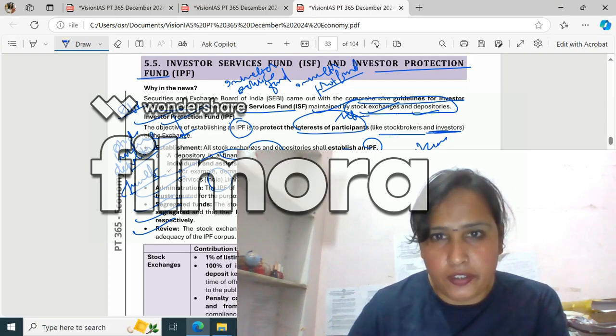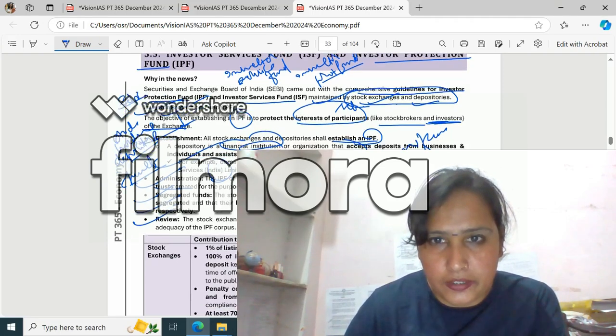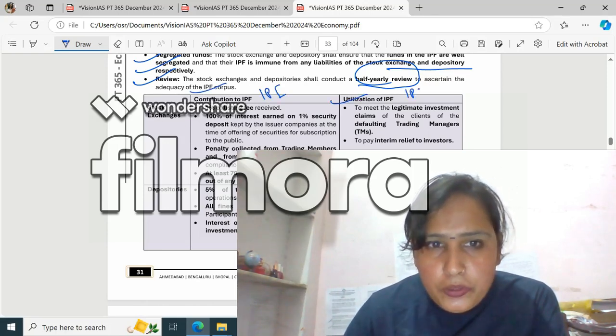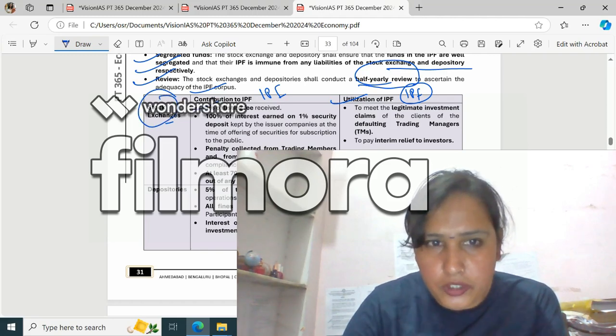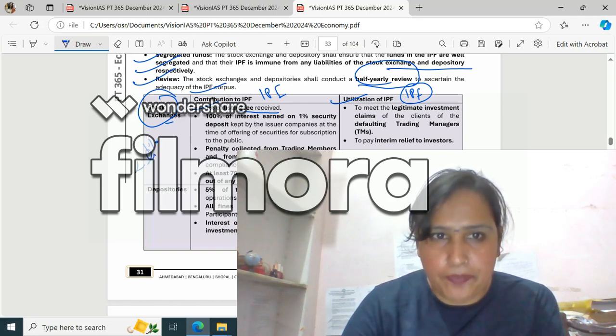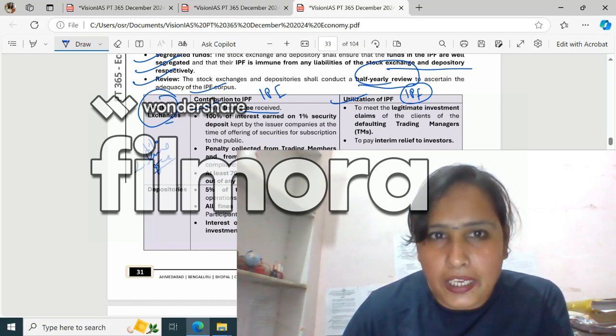And the review: the stock exchange and depository shall conduct a half-yearly review for the adequacy of the IPF corpus. So now there is a stock exchange. See, this is the contribution to the IPF, and this is the utilization of the IPF. So the stock exchange receives a 1% listing fee. So 1% will be the listing fee.